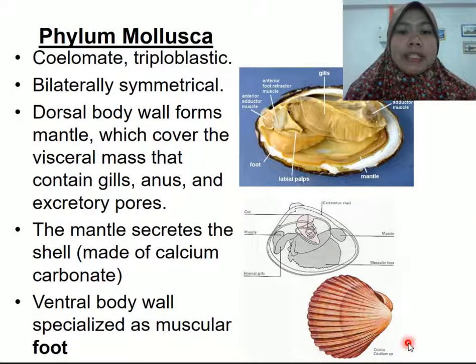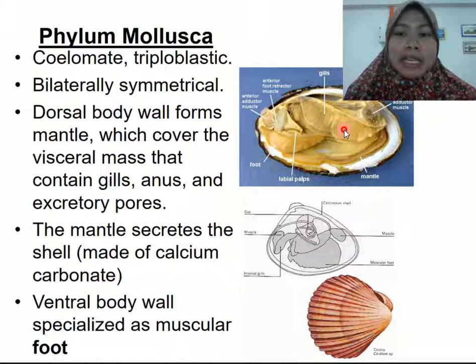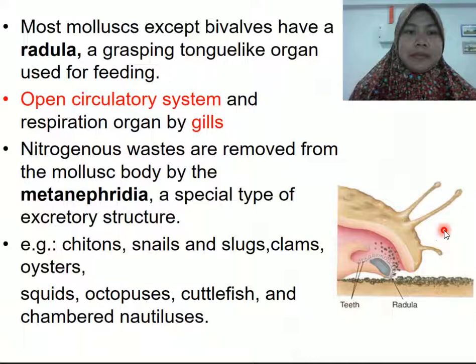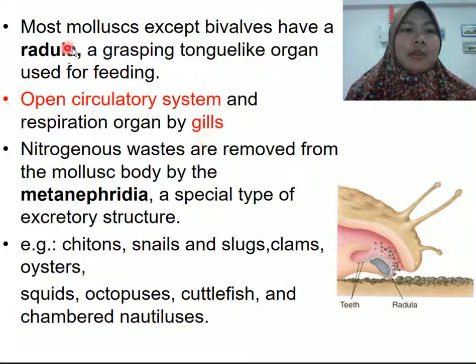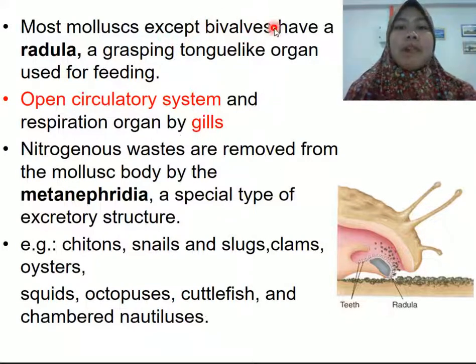Just to add, most of the animals in phylum Mollusca are marine. But some of them live in fresh water, and some of them, like snails and slugs, live on land. Most mollusks except bivalves, which are all mollusks that have 2 shells, like clams, oysters, kepah, lala, and kupang, all those kinds of things, we call bivalves.